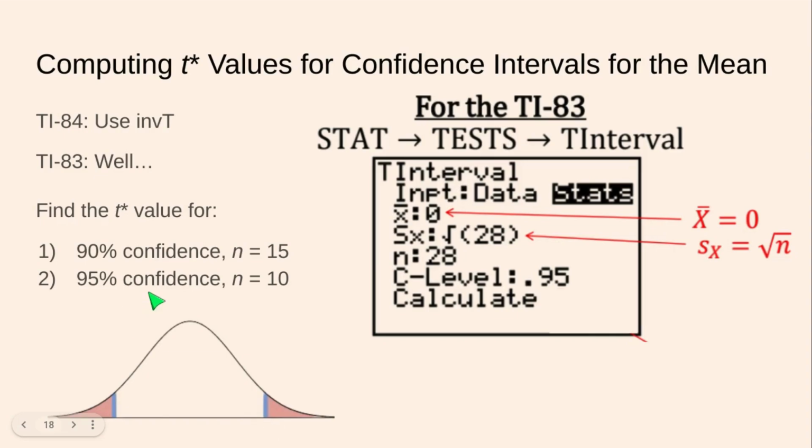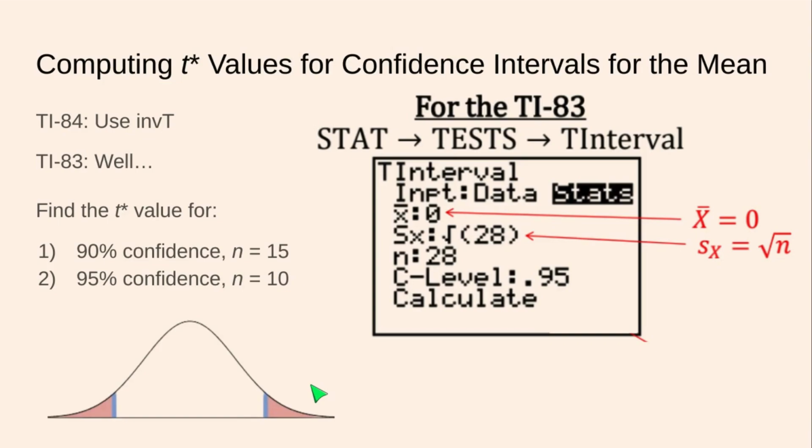Now for 95% confidence, we have 95% in the middle and the remaining 5% split between the two tails, all right? So that means we have 2.5%, half of 5% over here, and we have 95% in the middle. That means we have 0.975 to get to this cutoff. That would leave 0.025 over here, all right?